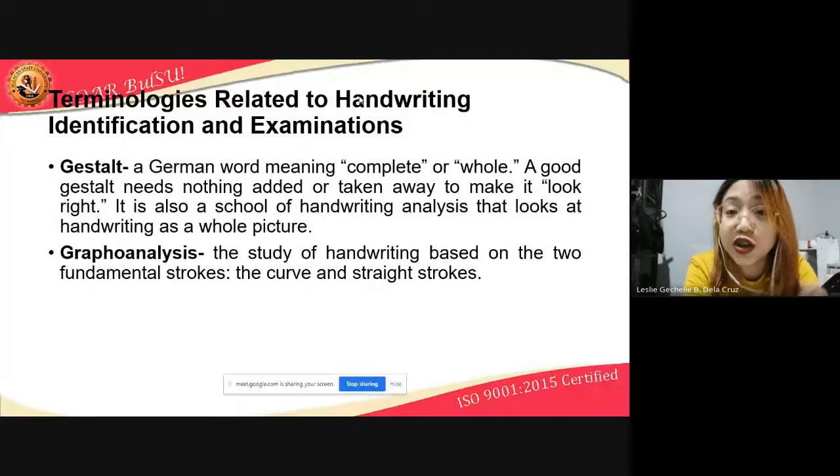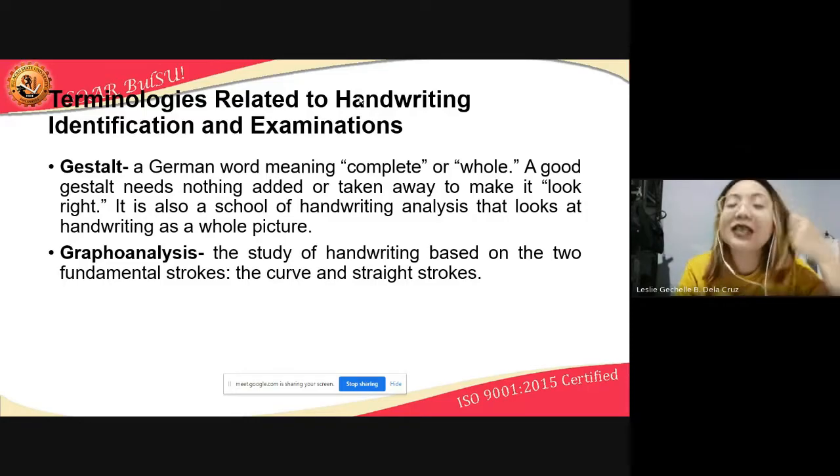Gestalt is a German word meaning complete or whole. A good gestalt needs nothing added or taken away to make it look right. It is also a school of handwriting analysis that looks at handwriting as a whole picture. So, gestalt means whole. Titignan mo yung handwriting sa kabuuhan niya, hindi lang per letter. Titignan mo siya ng kabuuhan.